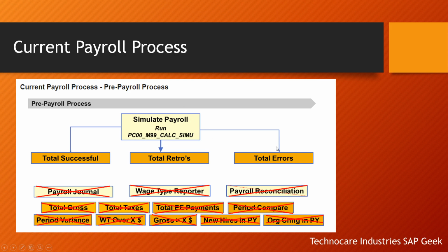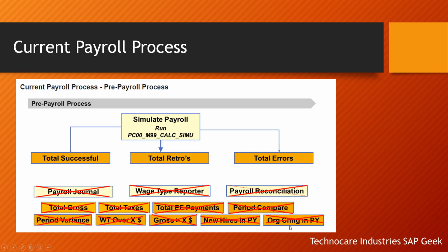But what I cannot do is run a wage type reporter, I cannot see a payroll journal, and I cannot run any reconciliation reports. So I cannot get information on total gross, employee payments or new hires in payroll from the payroll results, because there are no payroll results generated at this step. We are thinking of a phase where we have only simulated the payroll results. No live results have actually been generated, and there is no base for reporting all these values which are cross marked over here.